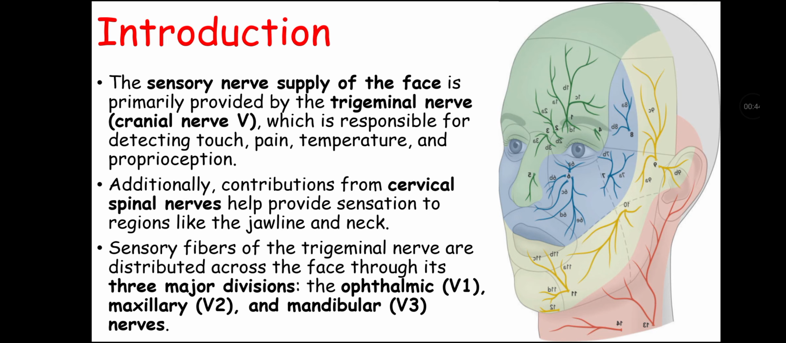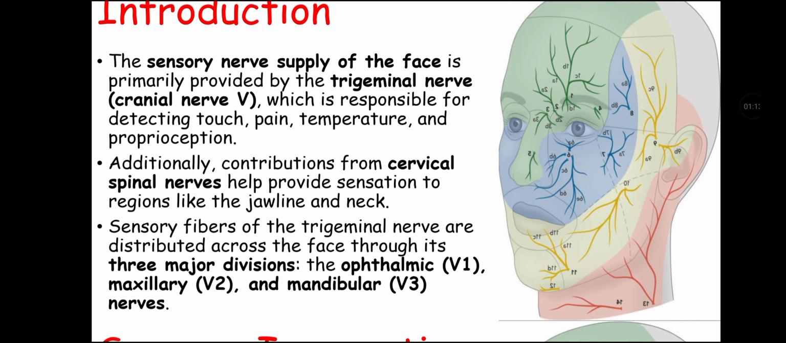Sensory fibers of the trigeminal nerve are distributed across the face through its three major divisions. The ophthalmic division is green in this diagram, the maxillary division is blue, and the mandibular division is yellow. So you need to know what area is supplied by which branch of the trigeminal nerve. And here is the diagrammatic or schematic representation of trigeminal nerve distribution for the sensory nerve supply of the face.